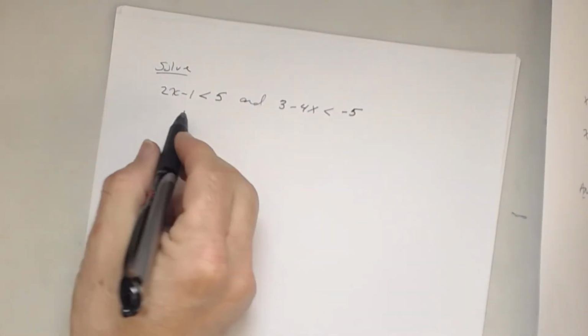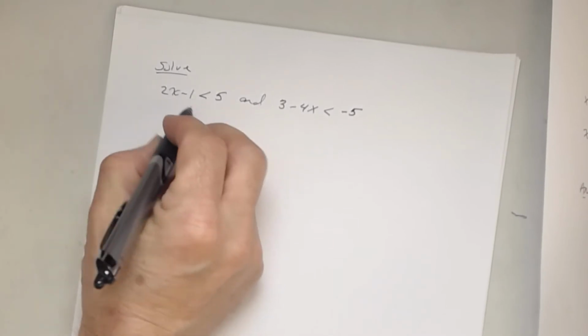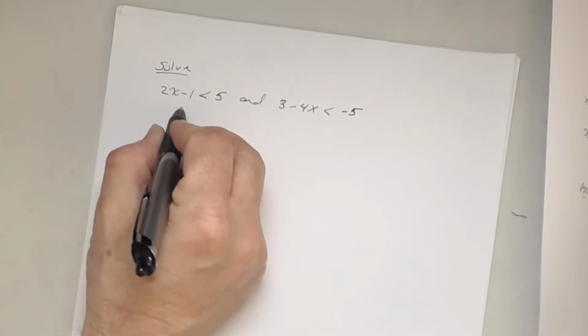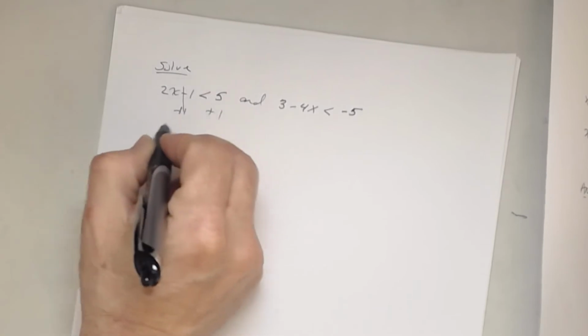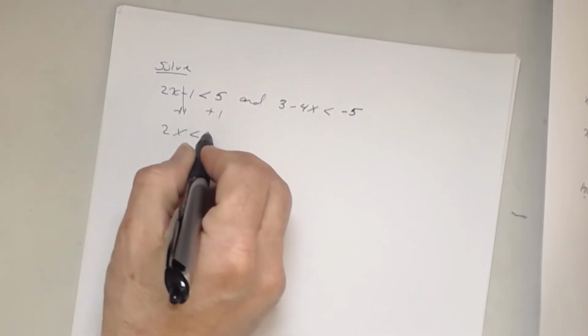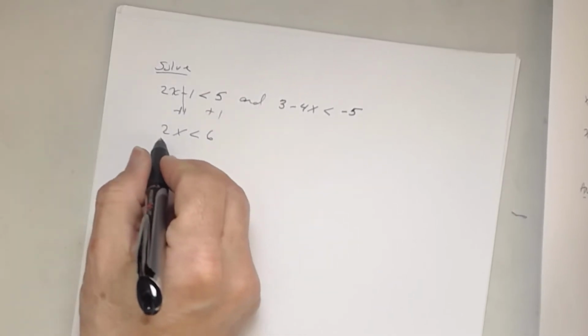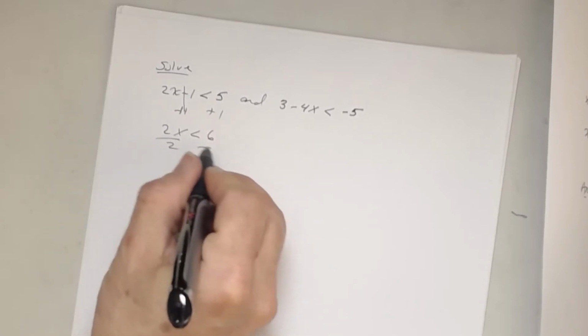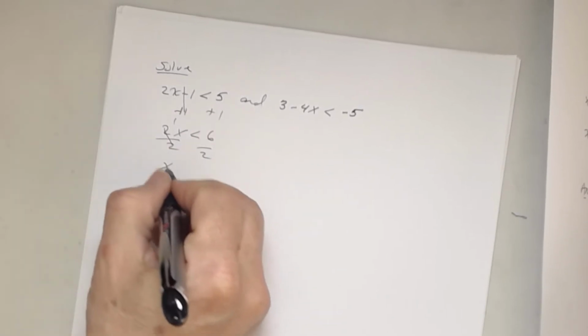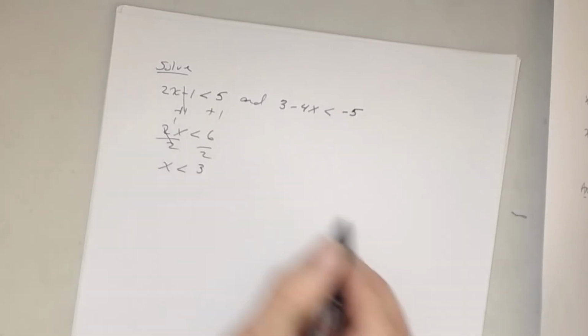So let's solve the first one. Let's find the solutions to the first inequality. We can add 1 to both sides. So 2x is less than 6. Next step, divide by 2. So the solution would be any number that's less than 3.